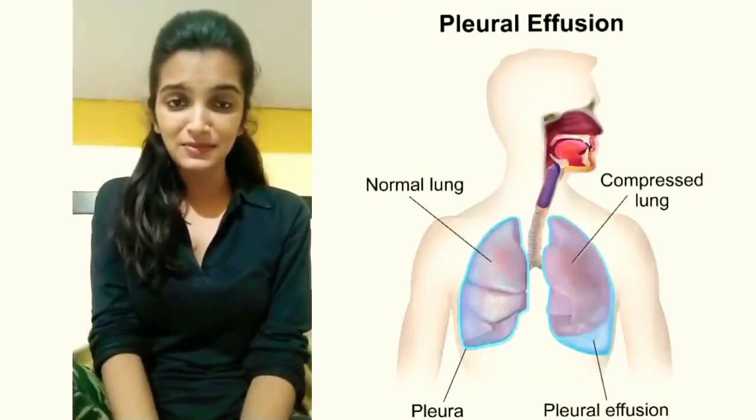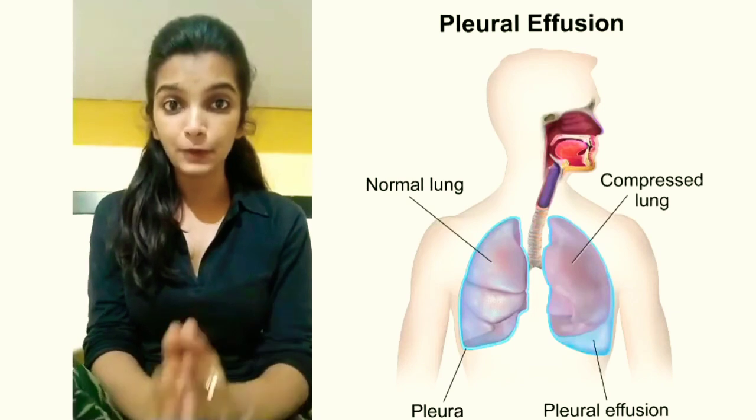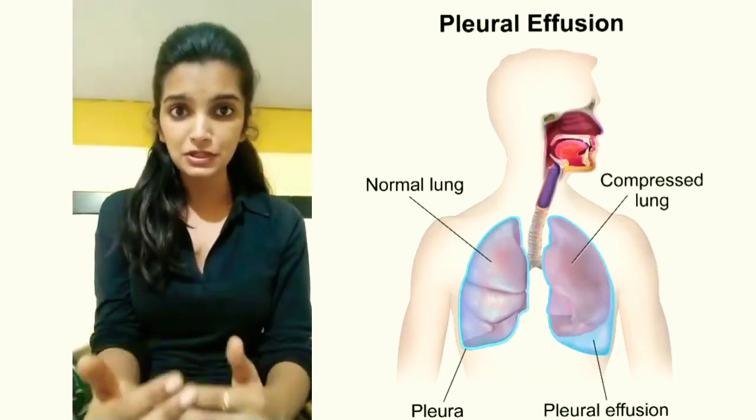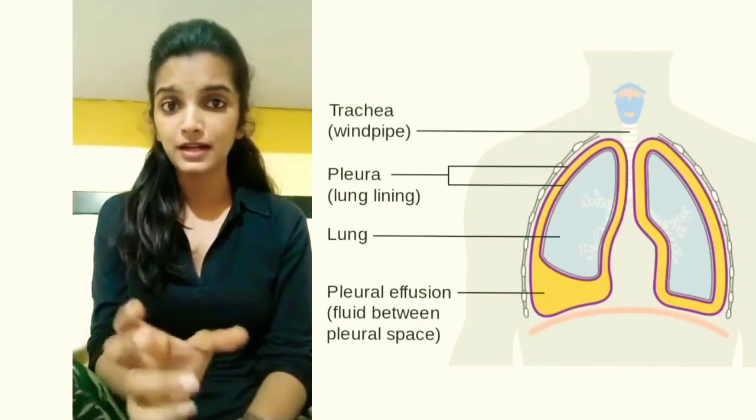Hey guys, today's topic is how to detect pleural effusion with the help of the chest X-ray. First of all, what does pleural effusion mean? Effusion means accumulation of the fluid. So accumulation of the fluid in the pleural cavity is termed as pleural effusion. Now where is this pleural cavity present?